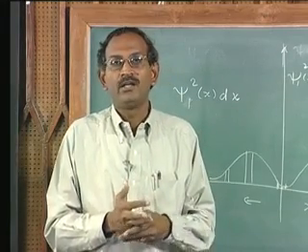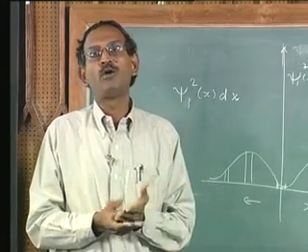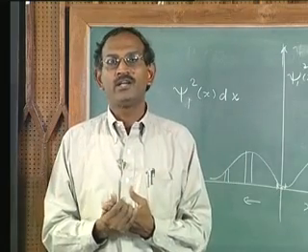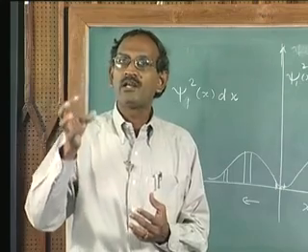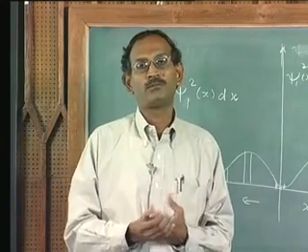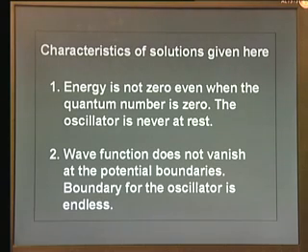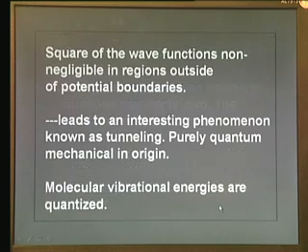What it means is that even when the classical potential boundary has been exceeded, the probability of finding the oscillator in classically forbidden regions exists in quantum mechanics, and this leads to an interesting phenomenon called tunneling, but we will not worry much about it. The boundary for the oscillator is endless. That is important to remember. And since the wave functions do not vanish, the squares of the wave functions are also non-negligible, and that essentially means a likelihood of locating the oscillator outside the classical potential boundary regions.